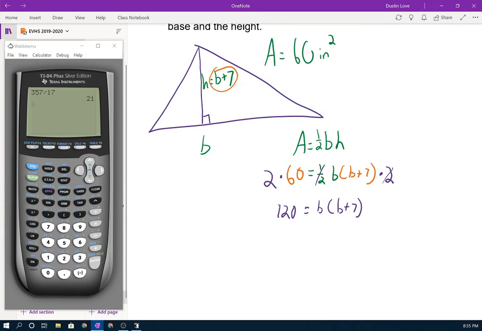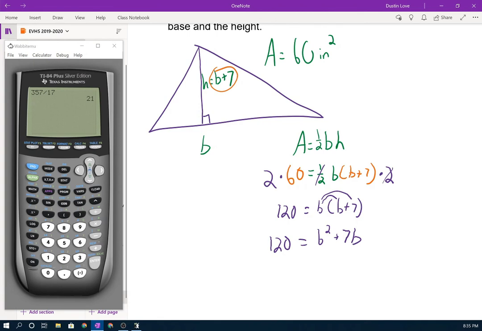Now we're going to distribute this b. 120 equals b squared plus 7b. Now we're in a predicament because we've got a b squared equation, and it wouldn't surprise me if you have forgotten how to do one of these. You covered these quadratic equations with an x squared in it quite a bit when you were in algebra, but we haven't seen it too much this year.